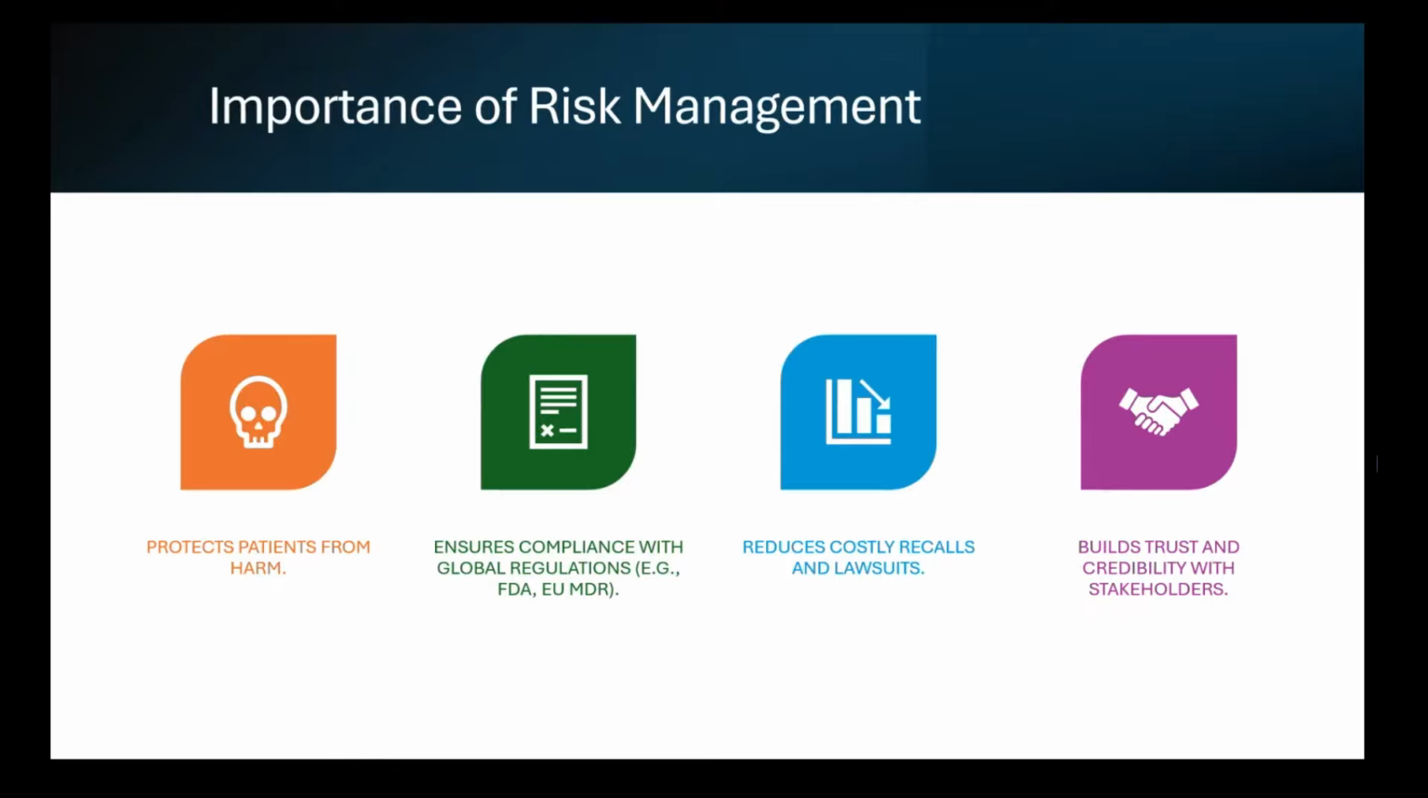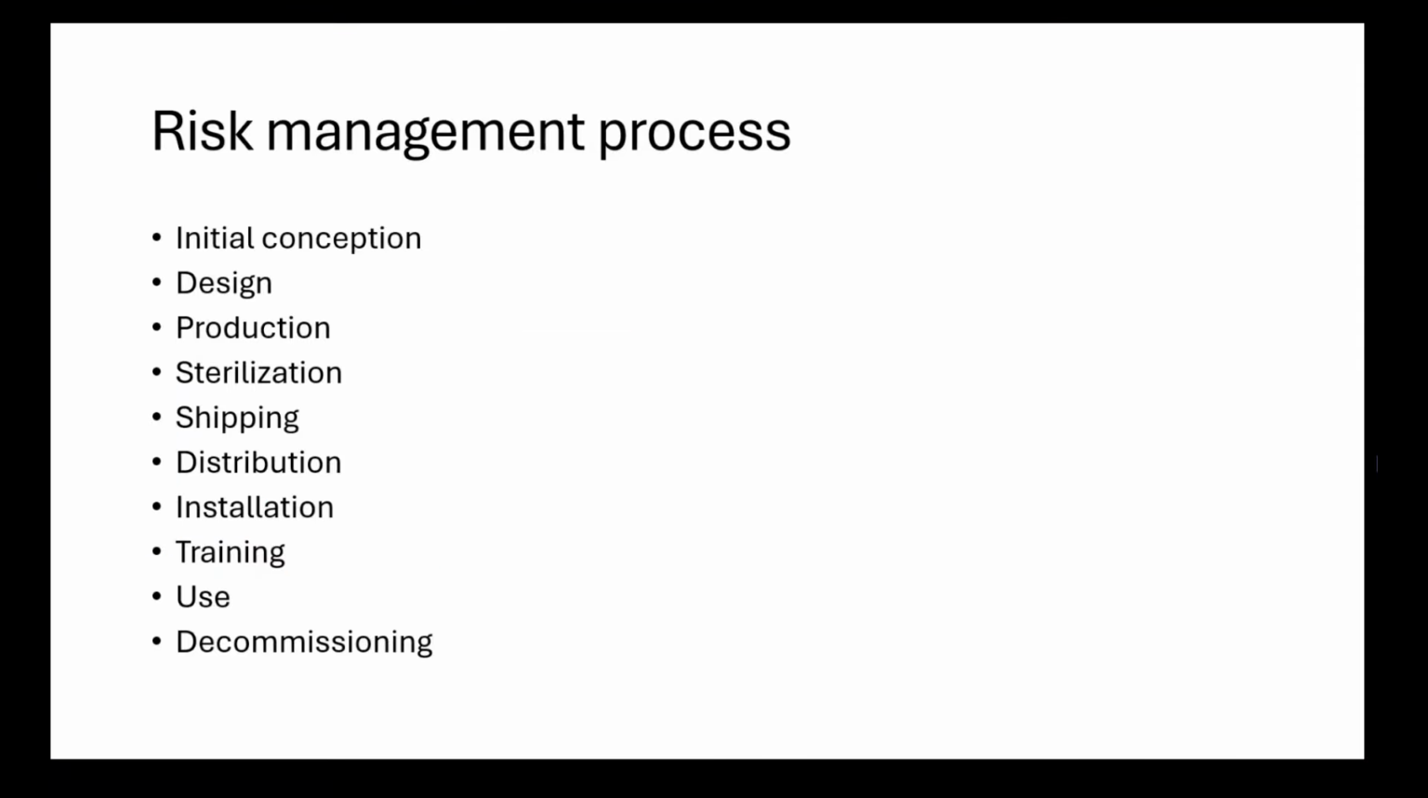Now moving on to the risk management process overall from a 14971 perspective. 14971 requires you to have risk management aspects considered throughout the life cycle of the product. Depending on the type of device, those life cycles may vary, but more broadly, it's always going to start from the initial concept, design, production, and so on, all the way up to the use and decommissioning of the product. This is where the risk management process is structured into four key steps.